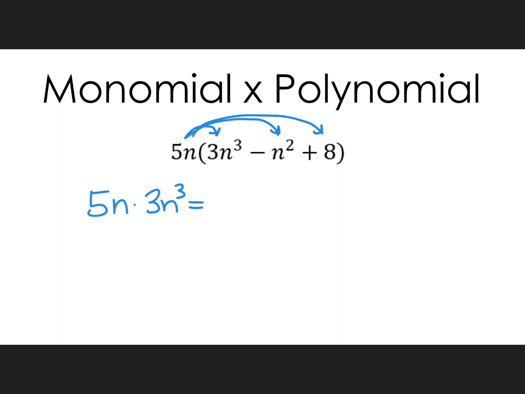5 times 3 is 15. And then I'm going to add the exponents. Don't forget, there's a 1 right there. So that would be 15n to the 4th.